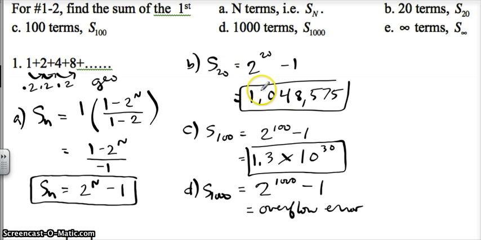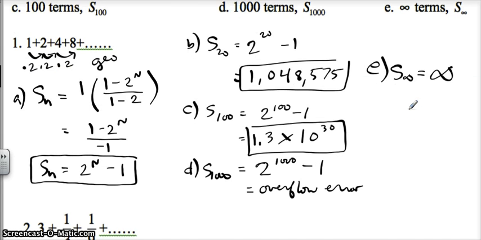Notice how as we increase n, our sum gets larger and larger, and it just becomes too large. The calculator can't do it. So if we're looking for S sub infinity, if this is not going to give us a value, then we know that this is just going to infinity. It just keeps going on and on and on.